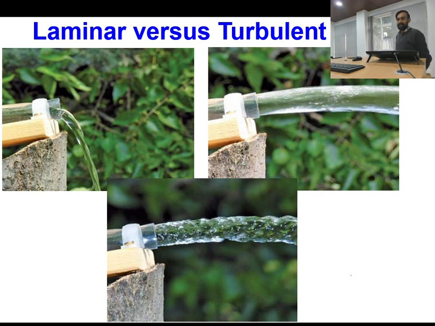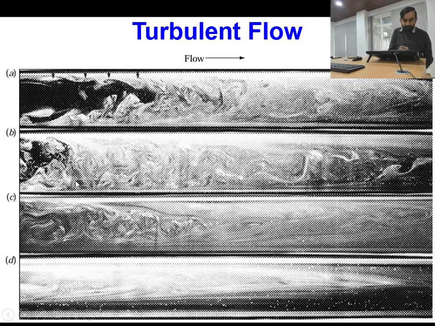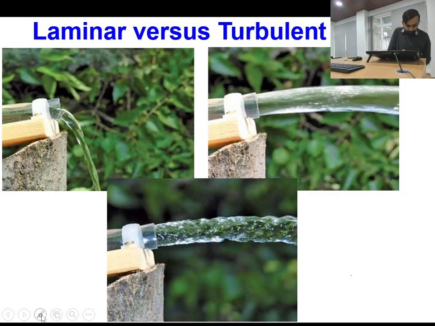To explain the difference between laminar and turbulent flow, one photograph is shown here. In the first photograph, the flow rate of water coming out of the pipe is small. Once the flow rate is small, the water coming out of the pipe has a smooth profile, it does not have any disturbances present within it, and if any disturbance arises, it dampens during the flow. This is called laminar flow.